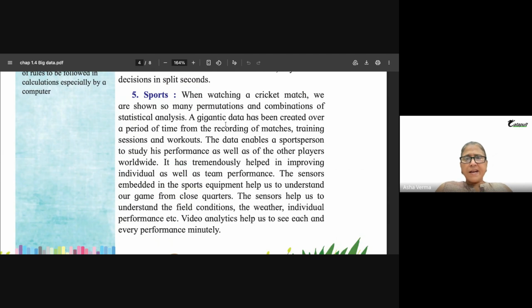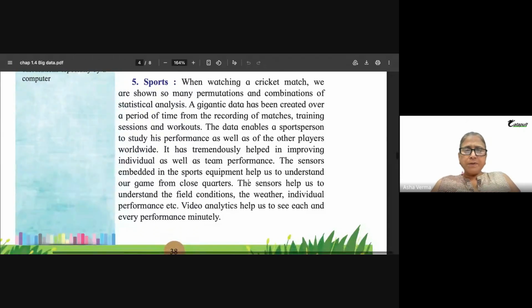A gigantic amount of data has been created over a period of time from the recording of matches, training sessions, and workouts. This data enables a sportsperson to study his performance as well as that of other players worldwide. It has tremendously helped in improving individual as well as team performance.